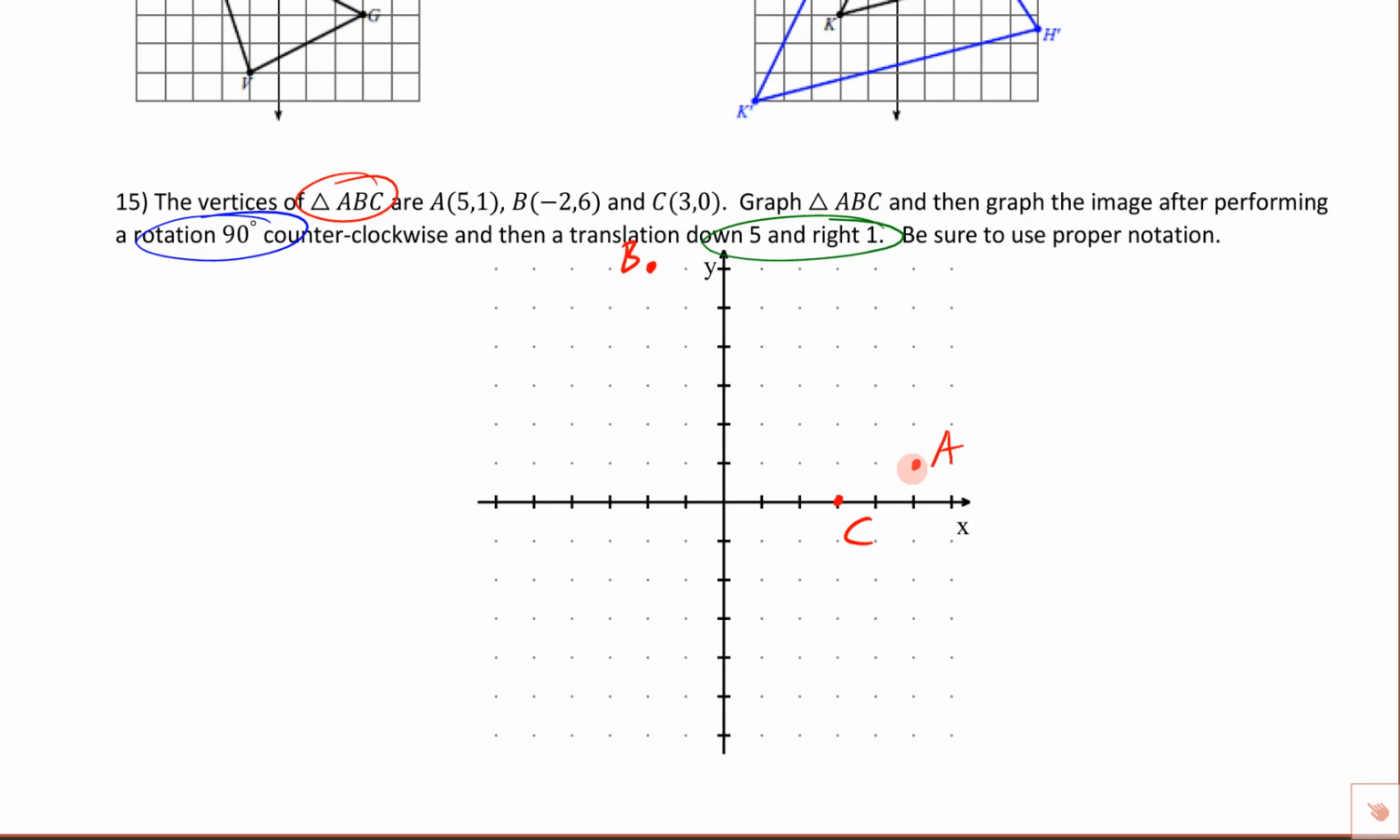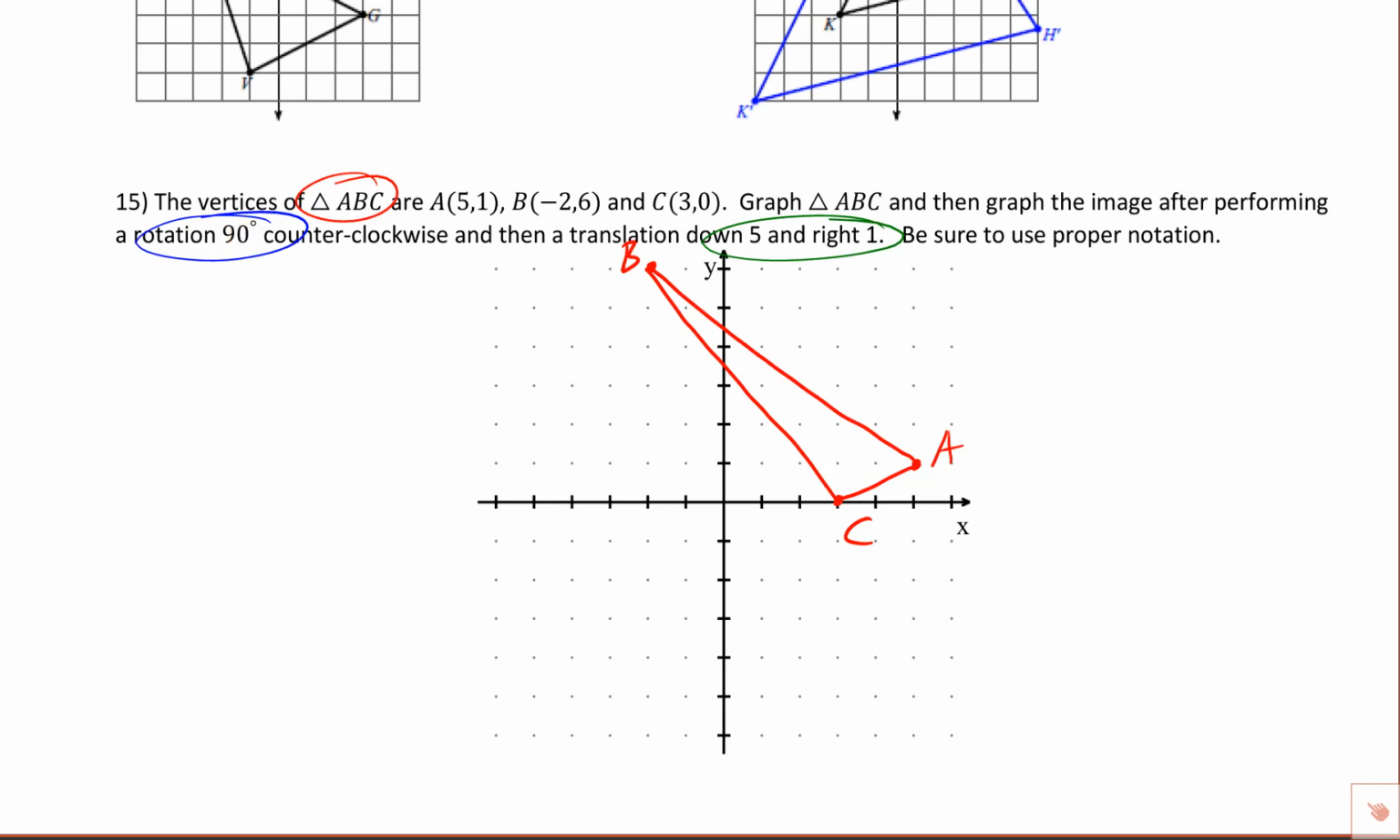So that's C. So I'll go ahead and draw that. Try and make that look nice. Okay, so there's our figure. There's our triangle. We've got the vertices ABC, and then we're going to graph this after we perform a rotation counterclockwise, a 90-degree counterclockwise rotation. So let's think about what happens there.